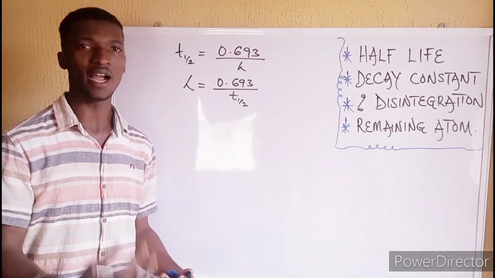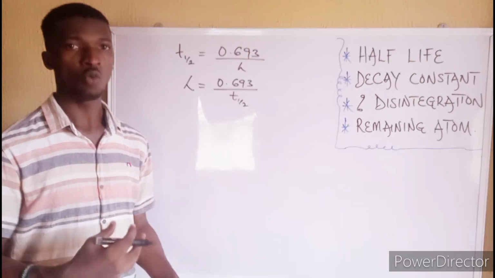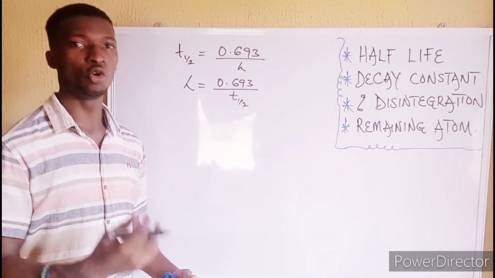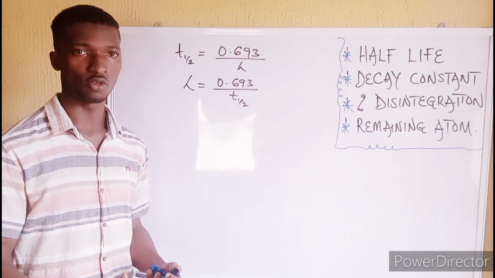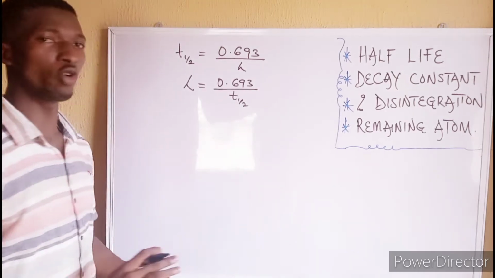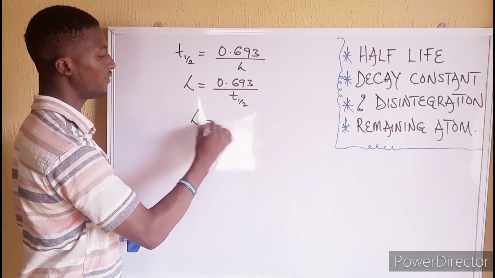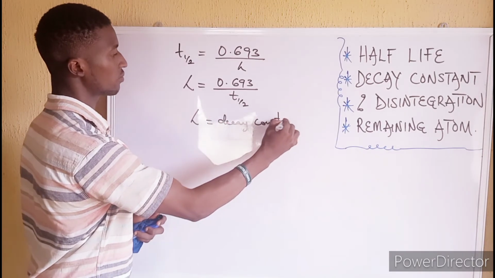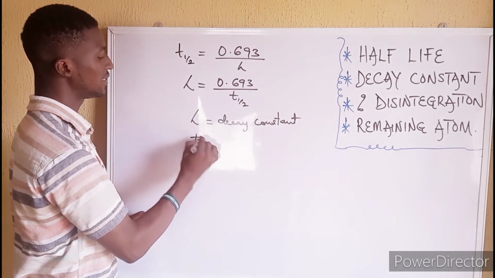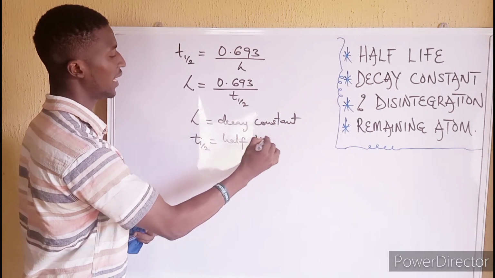But sometimes they might not ask you to calculate the half-life, nor the decay constant. You will be asked to determine the number of disintegrations per second or per atom. Before we go into that, I want you guys to know that this lambda here represents the decay constant, while this T subscript half is equal to the half-life.